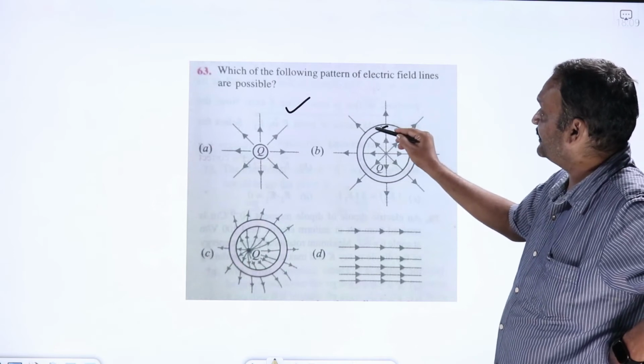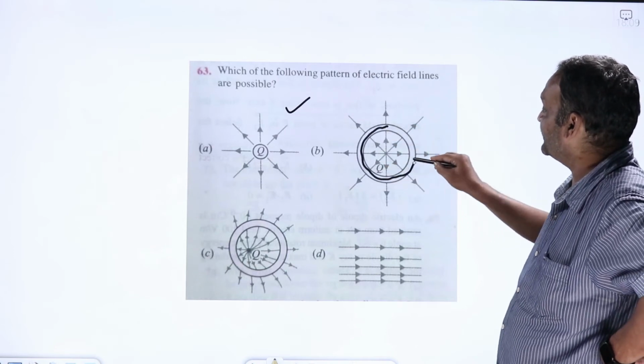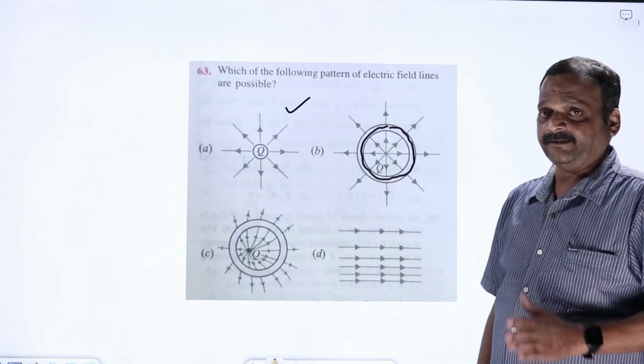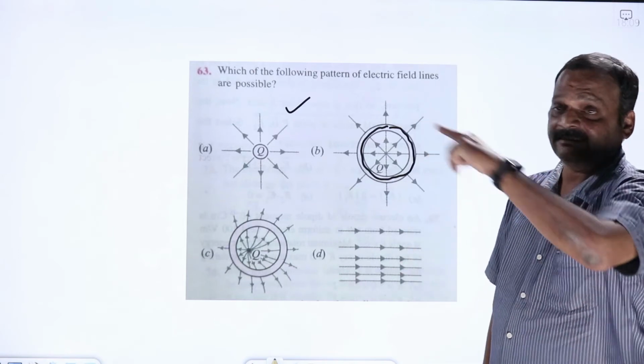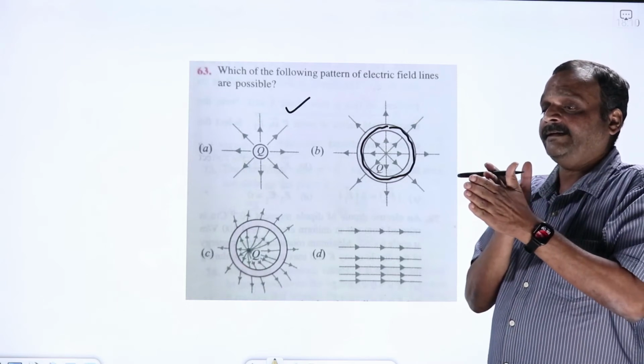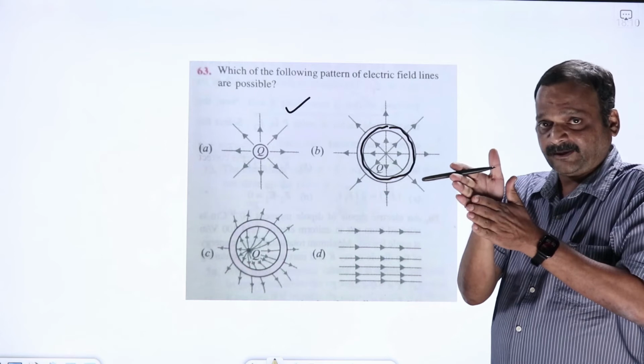Okay, now look at this one. This region is a conducting region. Inside a conductor, electric field is 0. Electric field lines also will not be there. We don't draw electric field lines inside a conductor. And I told you, for a conductor, electric field lines always go and touch the conductor normally, or perpendicularly.